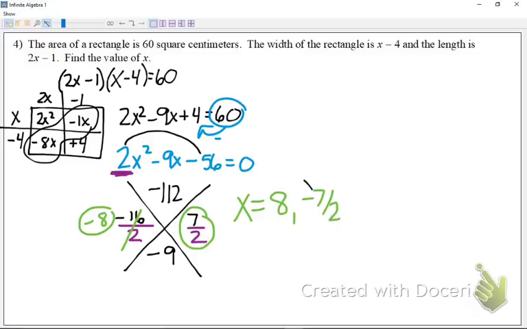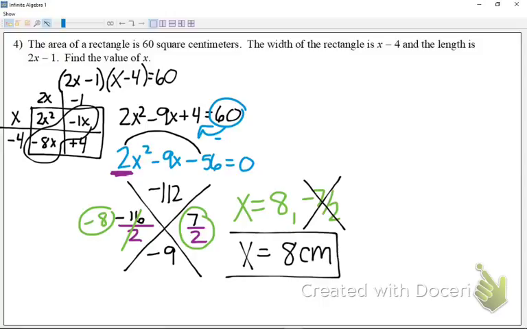I'm going to get rid of that negative value there because, again, we cannot have negative length. And my final answer is that x equals 8, and we're looking at centimeters on this problem.